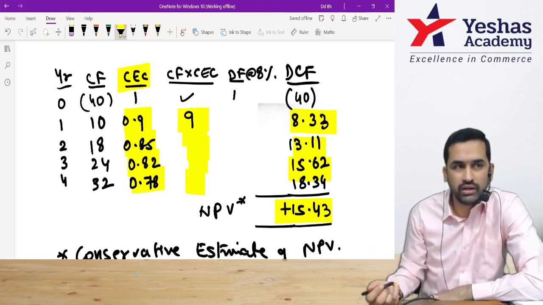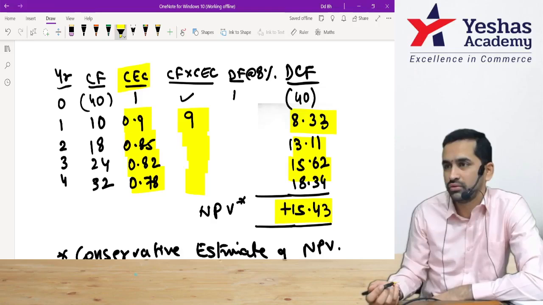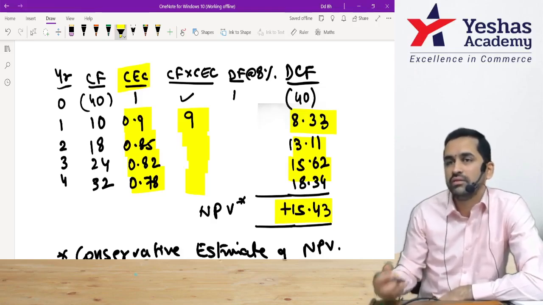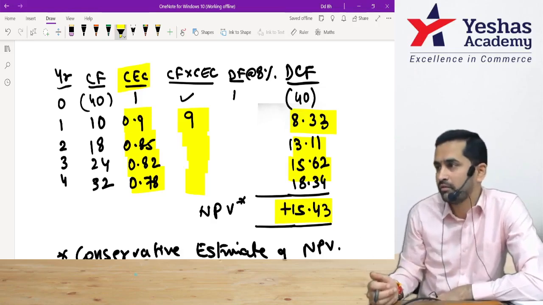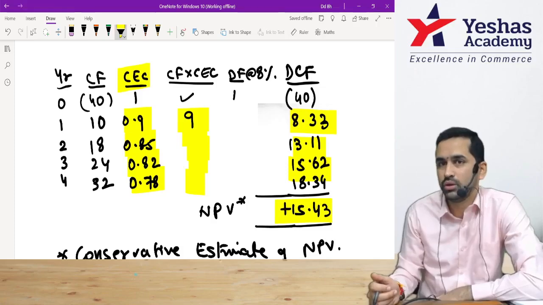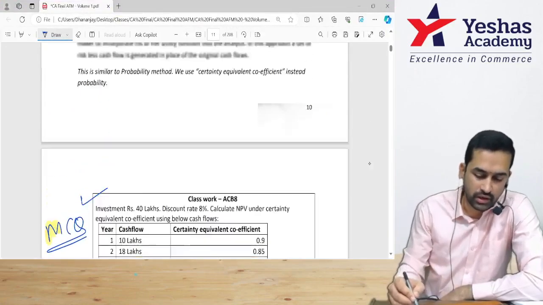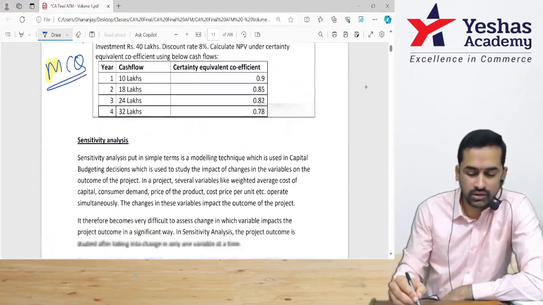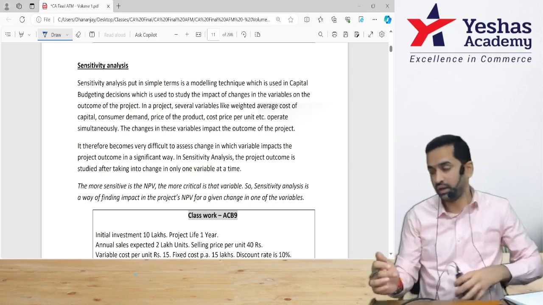You did this even in the accounting standard for inventory. You take the lower of cost or NRV. Conservative is basically downgrading your assets. Cash inflow will result in asset creation, so we'll have to take the lower possible number. Both these methods are not going to be asked for 5 marks or 10 marks. The next method is what can come for 5 or 10.